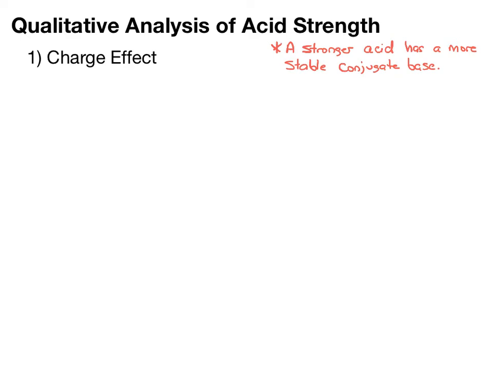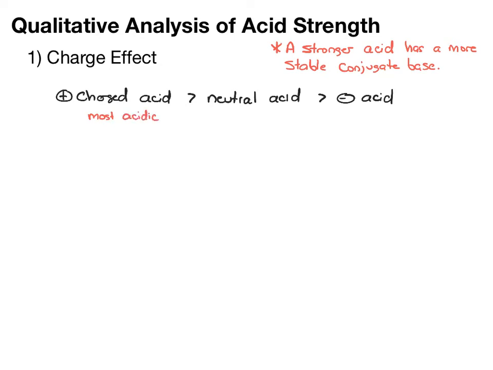The first is the charge effect. And what we find is that a positively charged acid is going to be the most acidic, followed by a neutral acid, and then a negatively charged acid is certainly going to be the least acidic. And in fact, we usually think of negatively charged species as being bases, not acids. So let's compare a couple of molecules and see if we can use this effect to assess the acidity.